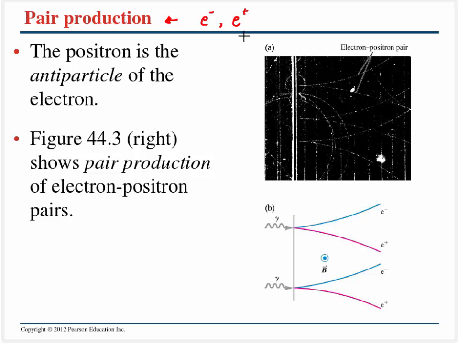More importantly, when an electron and a positron collide, they're going to destroy each other and release energy. So we say that's the anti-particle of an electron because it can destroy it.